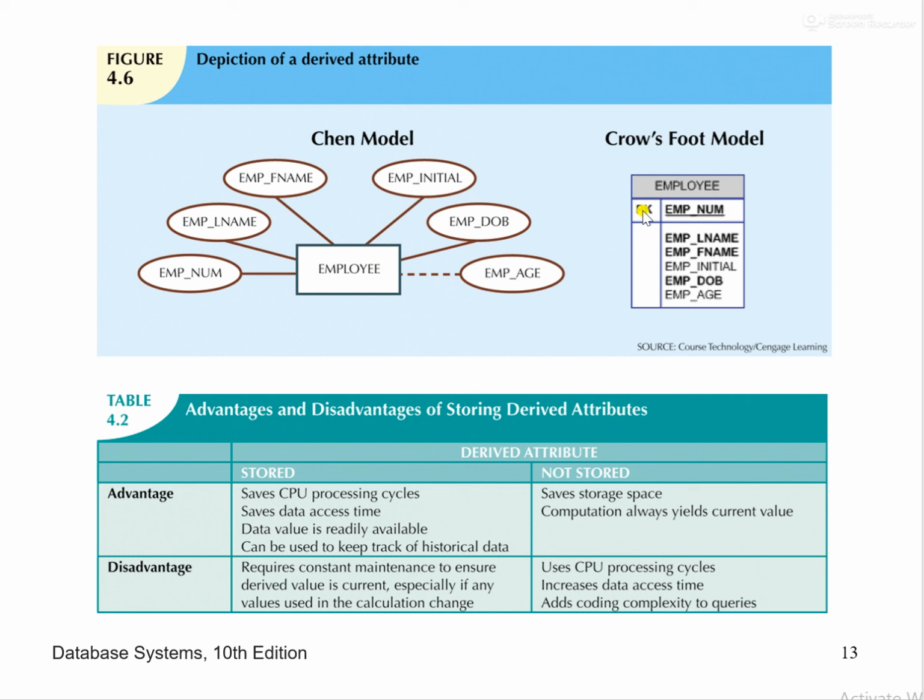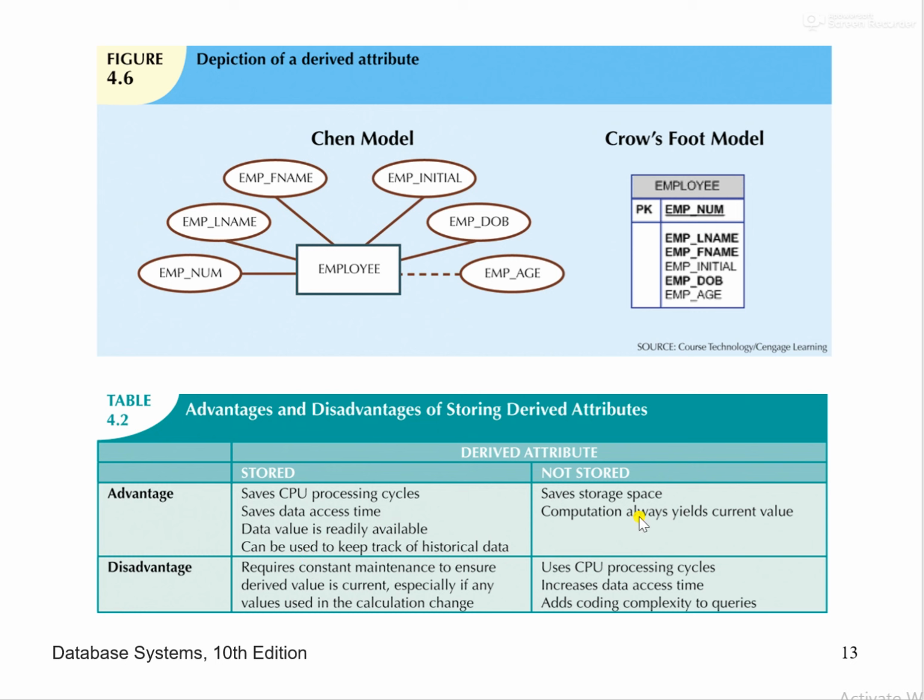Now, whether we should store a derived attribute physically in the database or not depends on the choice of the database administrator. Every approach has its own advantages and disadvantages. The advantage of storing the value of a derived attribute is that you don't need to calculate it every time, so it saves CPU processing cycles. Whenever the value is required, it is readily available without calculation, so it saves data access time, and it can be used to keep track of historical data.